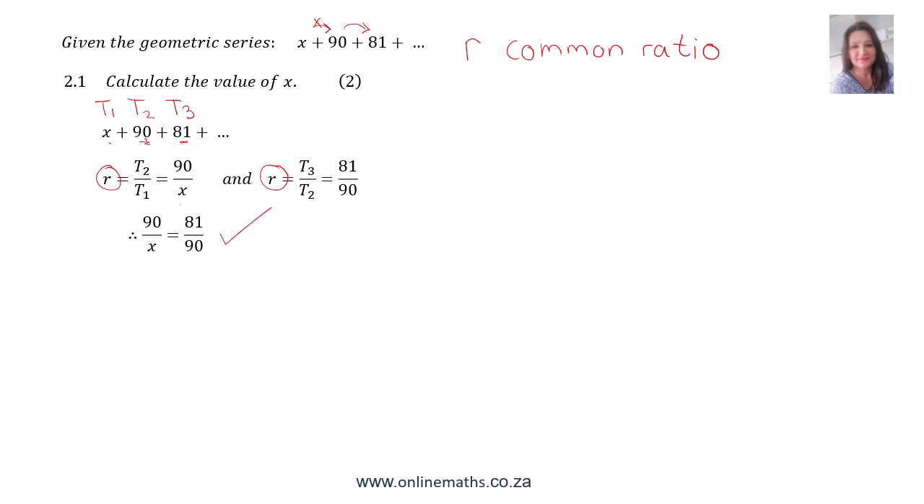And then when you cross multiply, you get 90 times 90 equals 81x, and if you solve for x by just dividing away the 81 there, you get x is equal to 100, which is worth 1 mark. And we are also going to use this x is equal to 100 in the next sum.